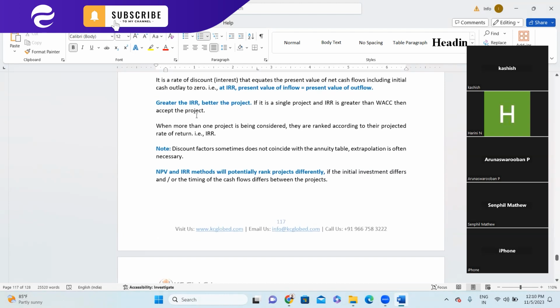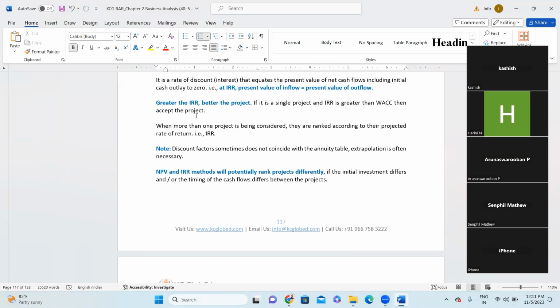So net present value and IRR method will potentially rank projects differently. So both generally give different results if the cash flows are different. If the cash flow period over period is the same, then they both give the same result.